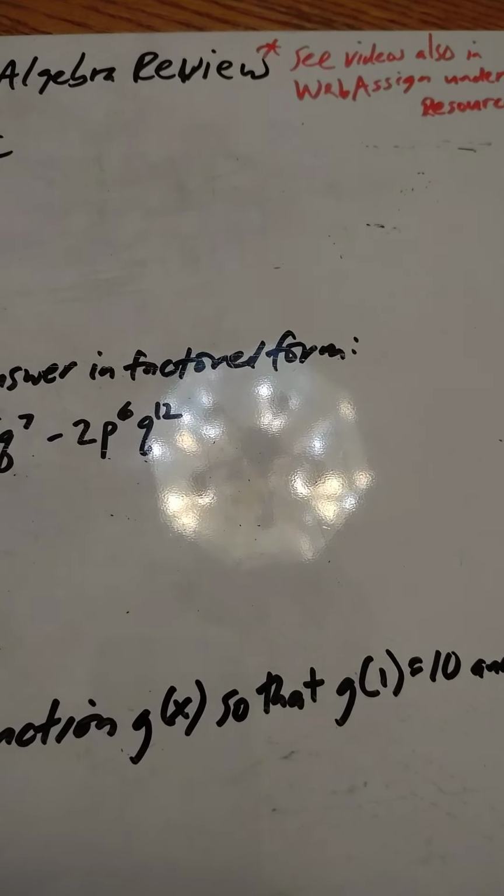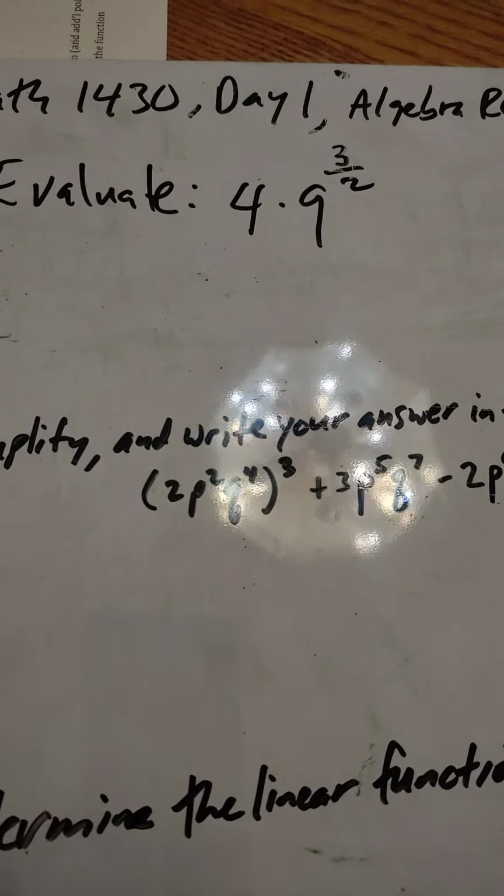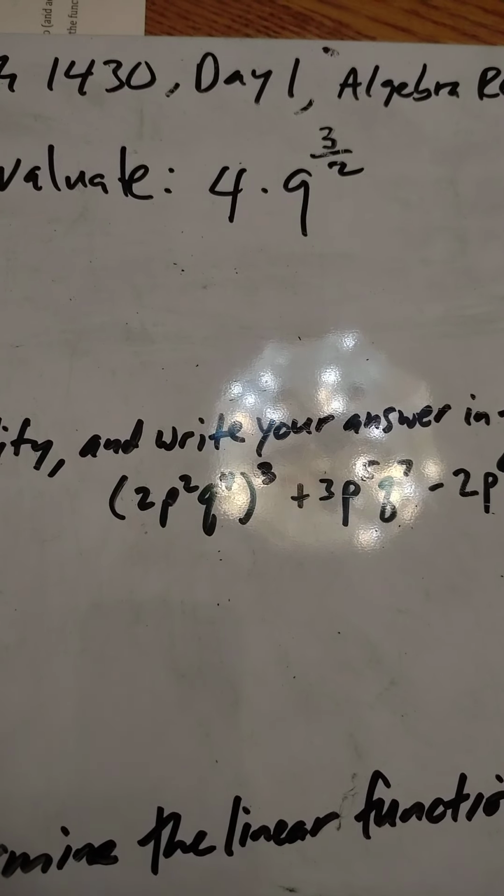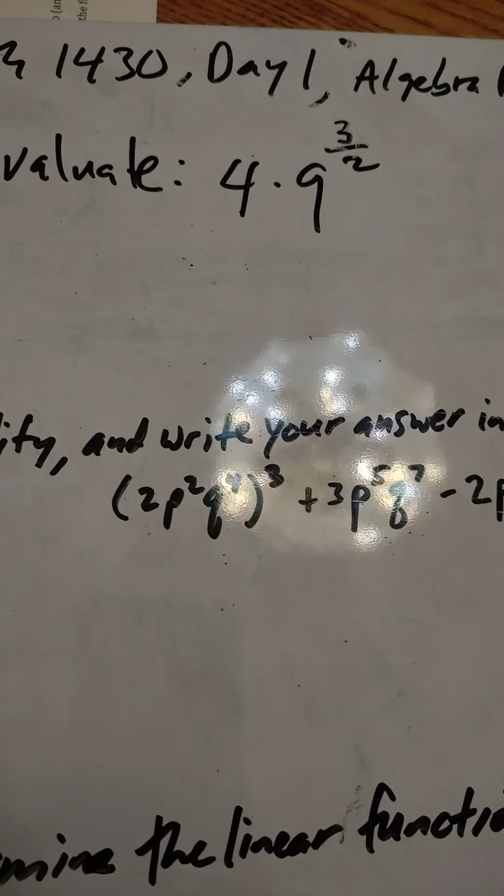Alrighty, so here we go. Day 1. Evaluate 4 times 9 raised to the 3/2 power. So it's tempting to go 4 times 9 is 36, but exponents come before multiplication. So what you want to do is first go 9 to the 3/2 power. So you want to do that first.